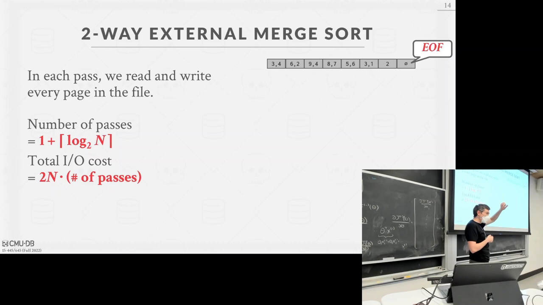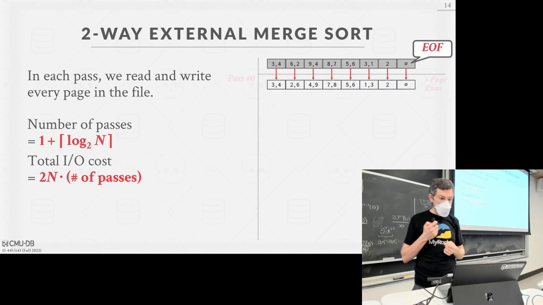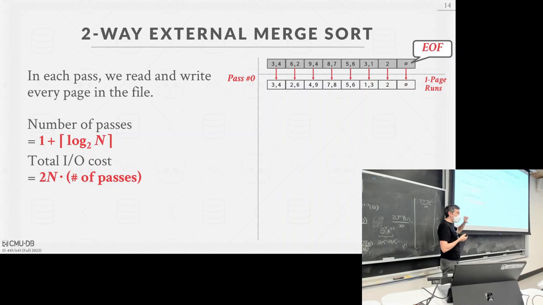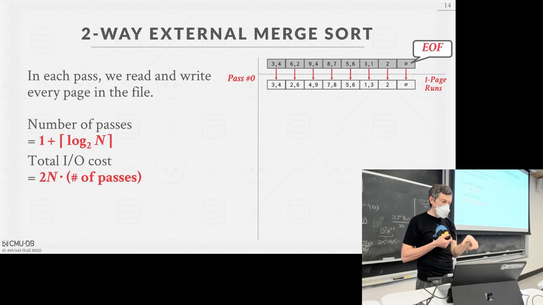In the first pass, we're going to bring every page into memory one by one, sort them based on the contents of the page, and then write them back out. In this case, I'm going to need B minus one buffers because in the first pass, you just bring one page in, sort it, and then write it back out. But we can worry about buffers in a second.